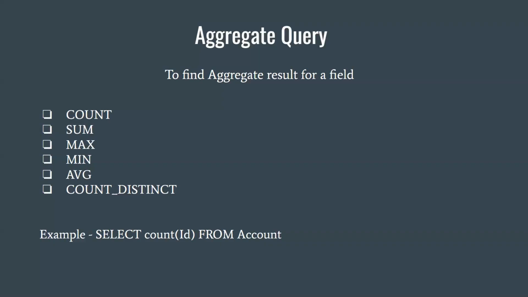Aggregate query means we want a result in some aggregate way, like we want to count the number of records in Salesforce, or we want the sum of the total employee salary, or we want the maximum or minimum of that, and we also want the average of the data, or we want a count distinct. So these are the six functions which we use in the aggregate query to get the data. So let's go to Salesforce and see how we can use this aggregate query.